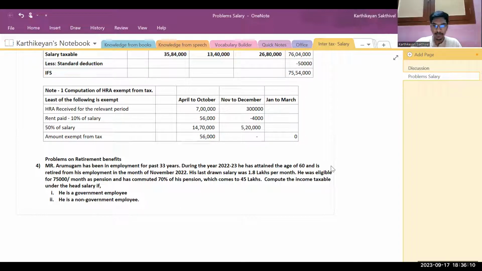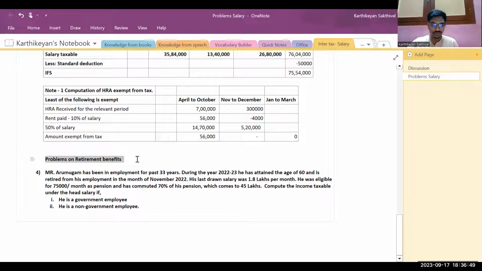Is the question visible? Can you just read it out? Mr. Arumugam has been in employment for past 33 years. During the year 2022-23, he has attained the age of 60 and retired from his employment in the month of November 2022. His last drawn salary was 1.8 lakhs per month. He was eligible for 75,000 per month as pension and has commuted 70% of his pension, which comes to 45 lakhs. Compute the income taxable under the head salary if he is a government employee, if he is a non-government employee. Can you just solve it out?